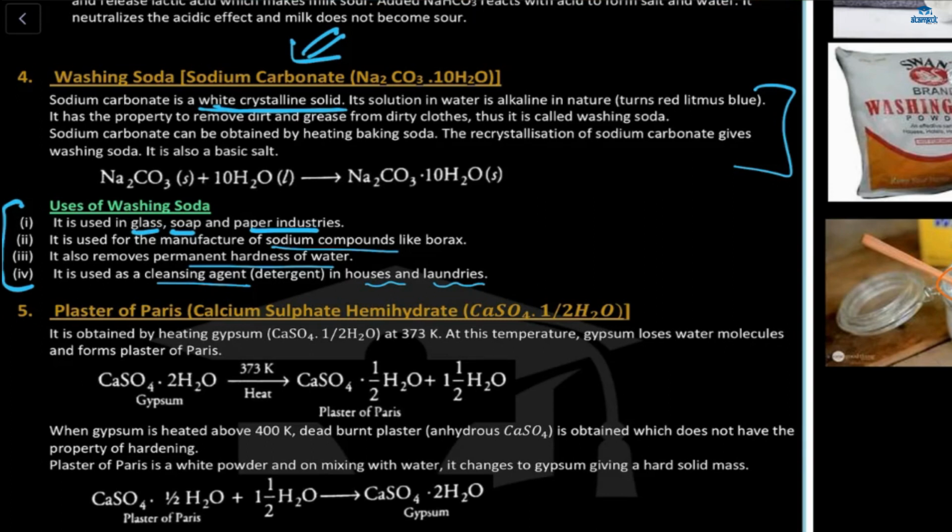And what is the nature of washing soda? It turns red litmus blue, so it is a base. And it has the property to remove dirt and grease. Why? Because this is a detergent, and a detergent will remove the dirt and grease from our dirty clothes. That's why it is known as washing soda. And how to prepare it? Sodium carbonate, Na2CO3, can be obtained by heating baking soda. The recrystallization of sodium carbonate gives washing soda.